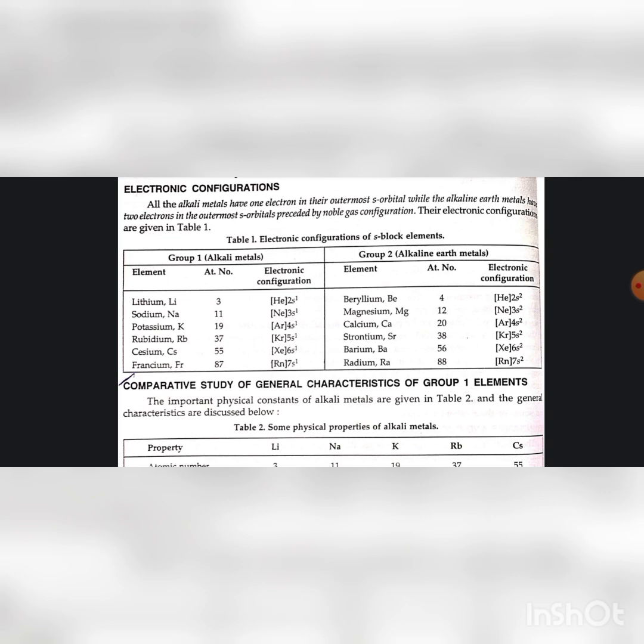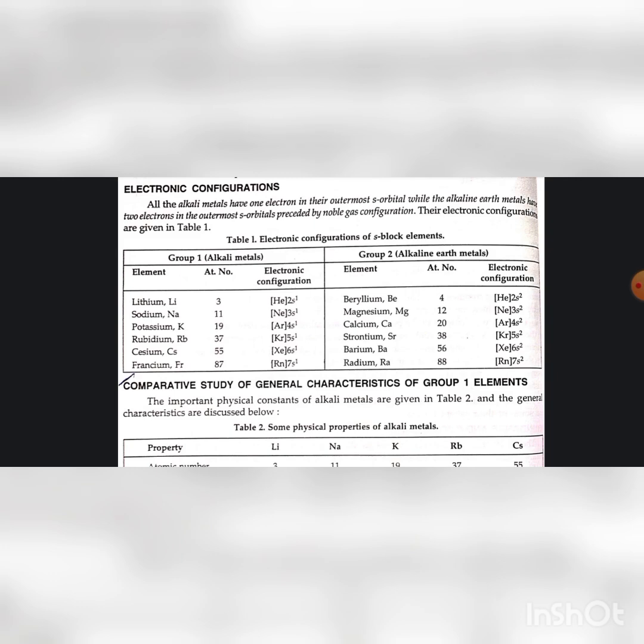sodium 11, [Ne] 3s1, potassium K 19, [Ar] 4s1, rubidium 37, [Kr] 5s1, cesium Cs 55, [Xe] 6s1, francium Fr 87, [Rn] 7s1.